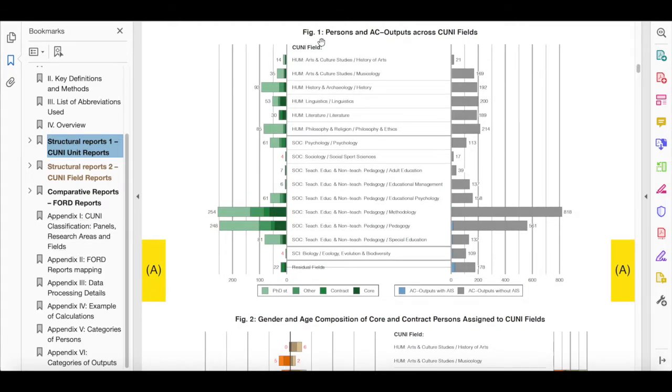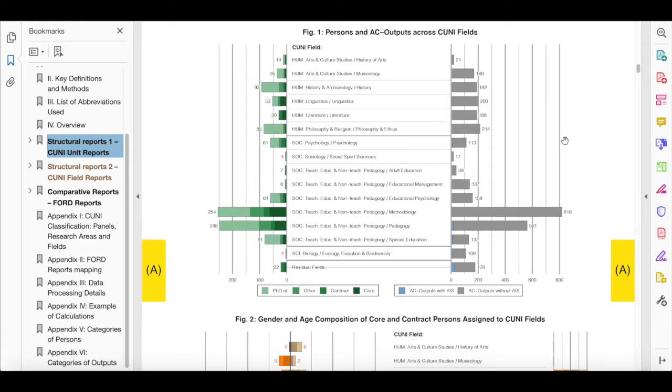Figure 1. Persons and absolute count outputs across CUNI fields. The left panel of Figure 1 depicts the absolute number of persons, by categories, self-assigned to each field. If a person is self-assigned to more than one field, his or her contribution to the total count is divided by the number of assigned fields. For more details about the counting of persons, see Appendix 4.